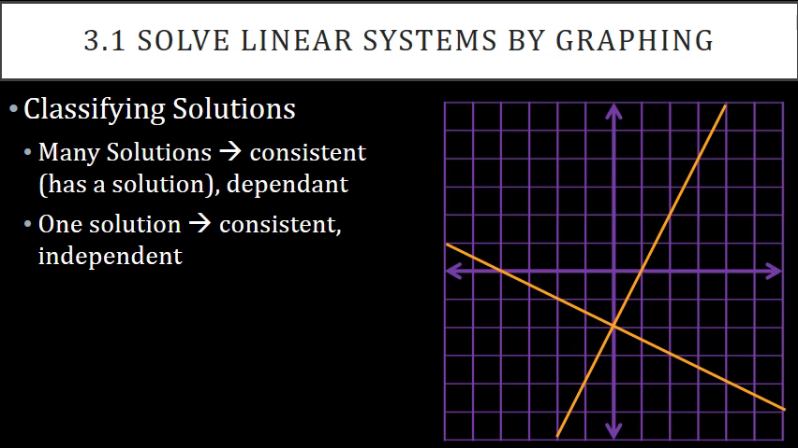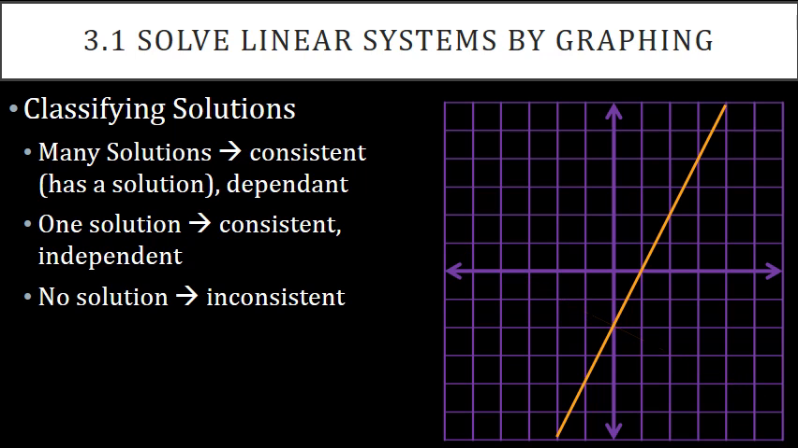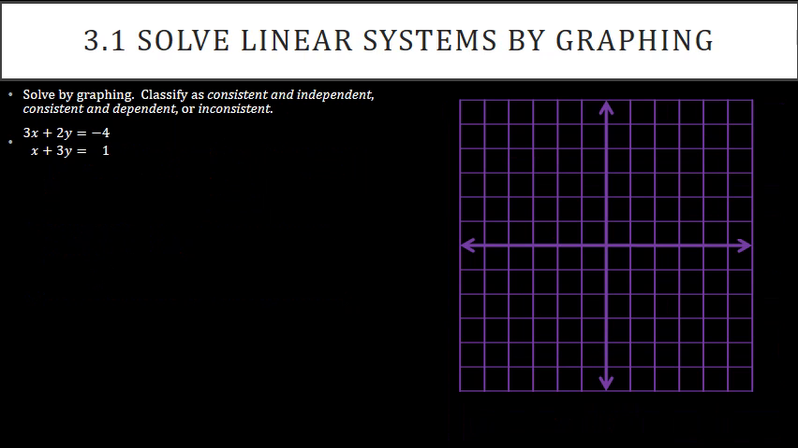Another option is one solution, where they intersect at a single point. It's called consistent, which means there's a solution, and independent. The value of y does not depend on which x we choose. Our other option is no solution. That's if we have parallel lines, and we call that inconsistent. So let's try some examples.